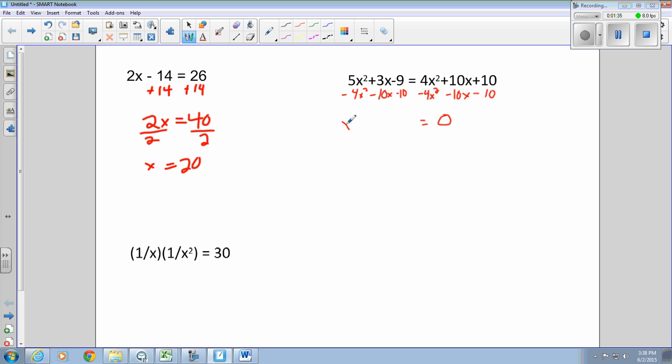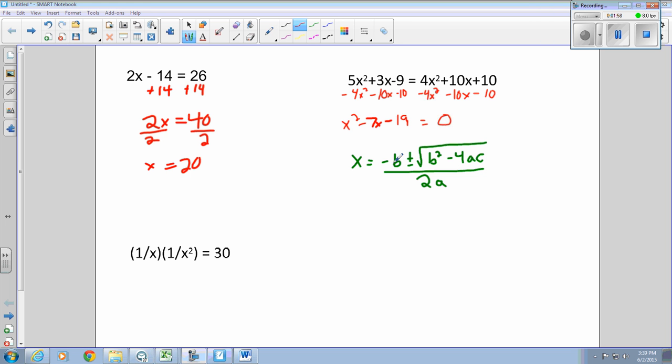5x squared minus 4x squared is x squared. We get minus 7x minus 19. And as we look at this problem, probably not worth factoring. We're probably not going to be able to factor this real easily, so we'll just jump right into the quadratic formula. Quadratic formula looks like this.